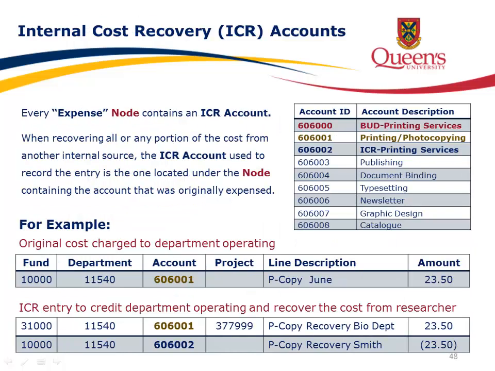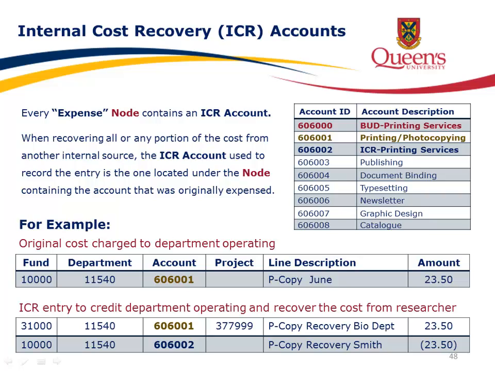Internal cost recovery accounts, also referred to as ICR accounts. Every expense node contains an ICR account. In this table, we can see all accounts that roll up to the expense node 606000. The ICR account under this node is account 606002. When recovering all or any portion of the cost from another internal source, the ICR account used to record the entry is the one located under the node containing the account that was originally expensed.